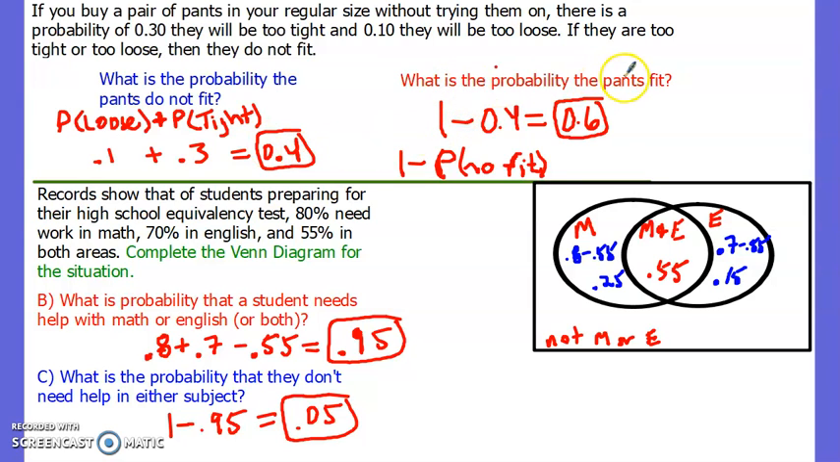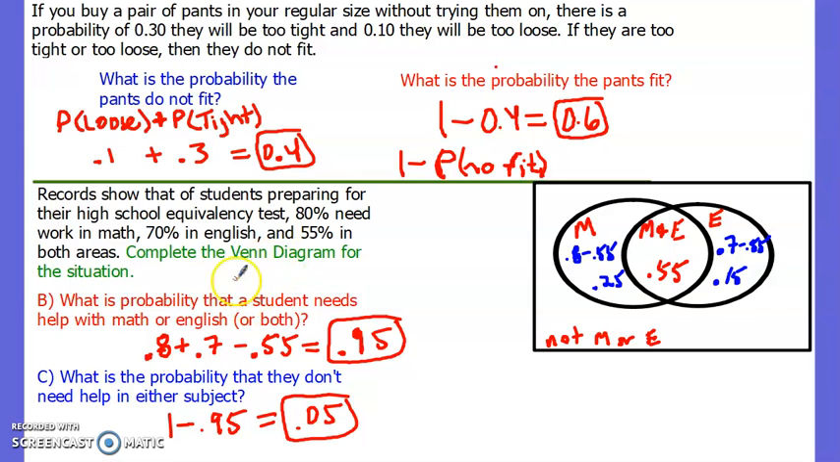What's the probability the pants do fit? Well, an easy way to do that, if 0.4 is the chances they don't fit, then we want everything else. So 1 minus 0.4 would be 0.6. There's a 60% chance, or 0.6 probability, the pants do fit. Down at the bottom, now we've got a little bit of intersection. The example up top was disjoint. They were separated. You couldn't be both too loose and too tight at the same time. Or fit and not fit all at the same time.